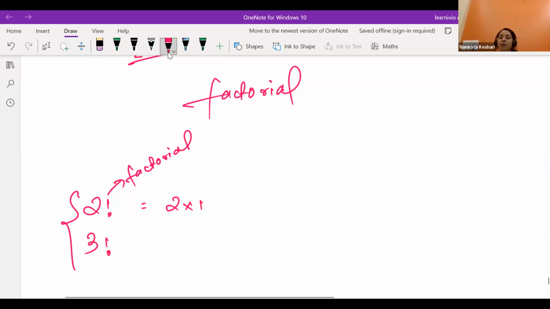Factorial means, if we have 3 factorial, then we can write it as 3 into 2 into 1. If we have 4 factorial, that means 4, then 3, then 2, then 1.